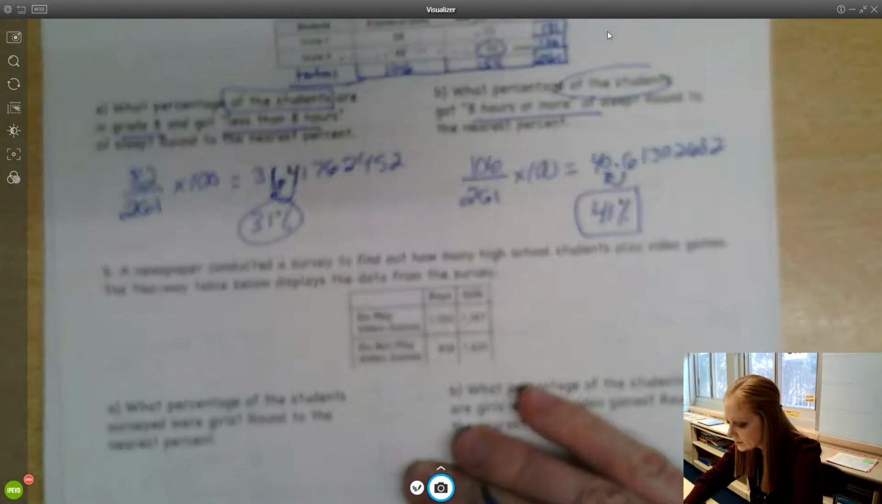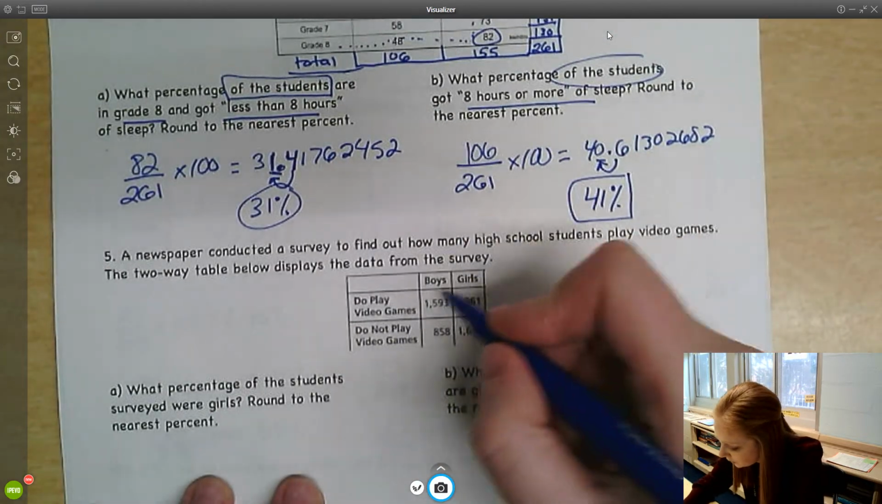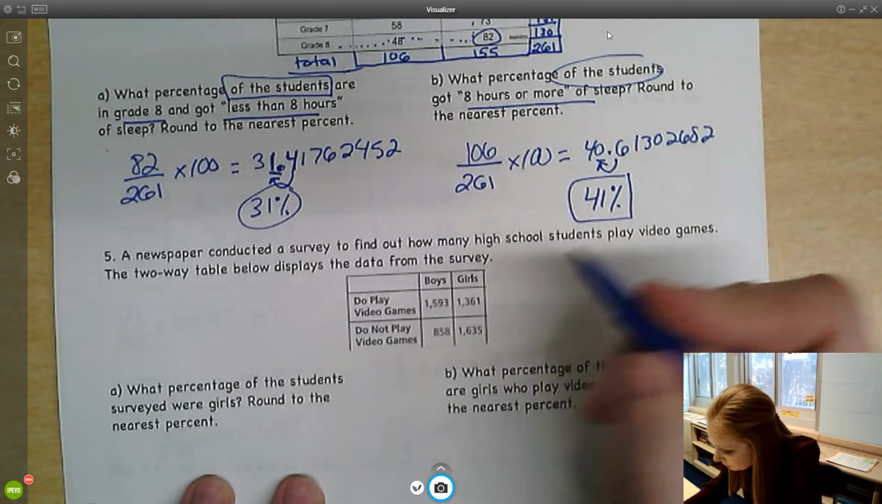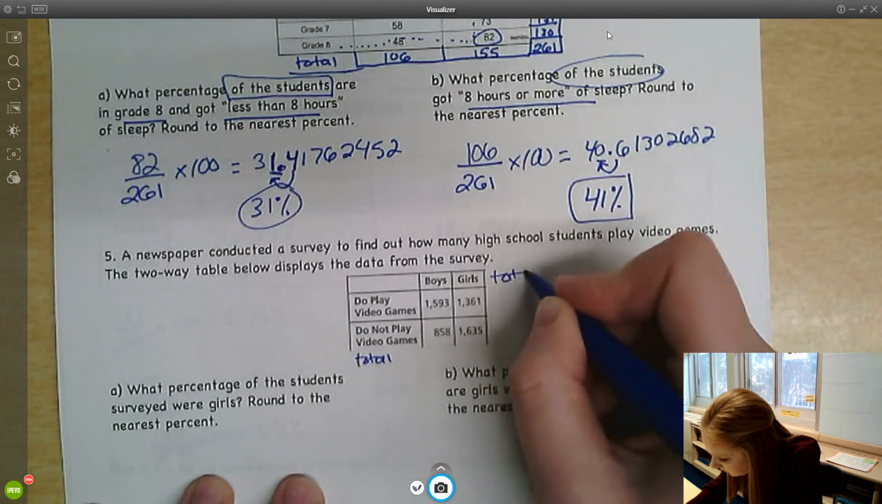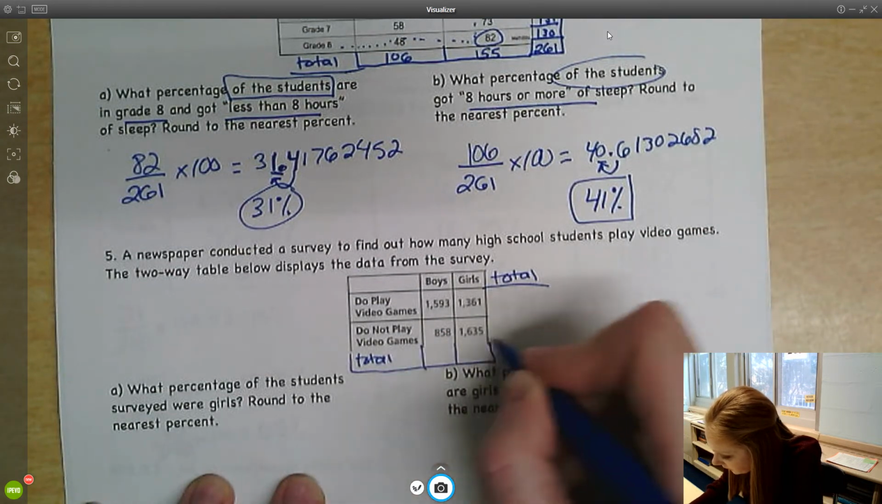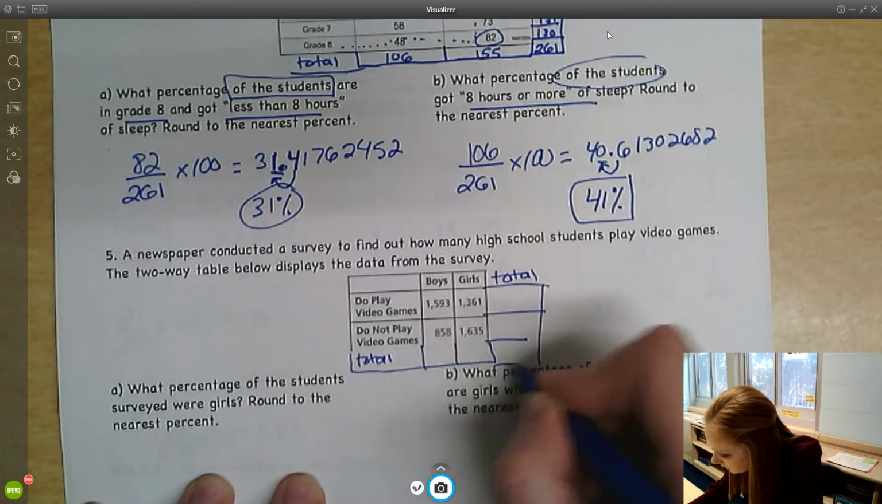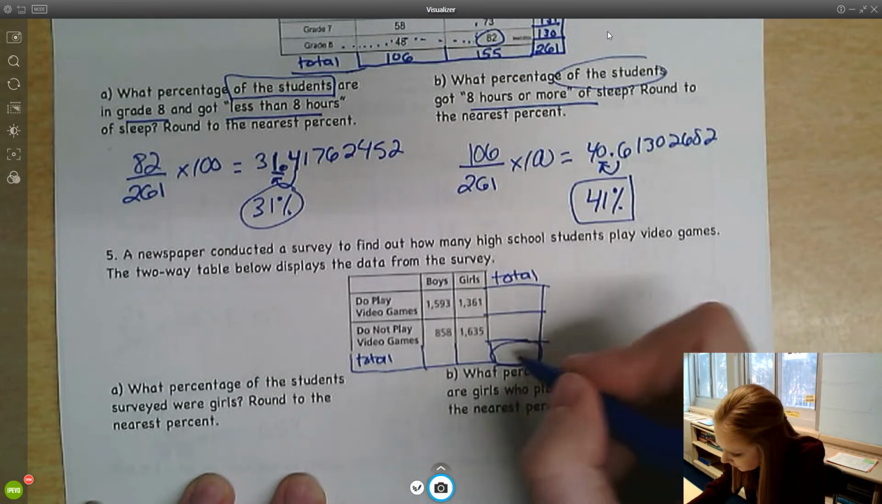Last question, we have high school students playing video games. Boys versus girls, plays video games, don't play video games. We're going to want to add in our totals again because they've left that out. Easiest way to find our grand total in the corner over here would just be to add up all 4 of those. And if you do that, you're going to get 5447.